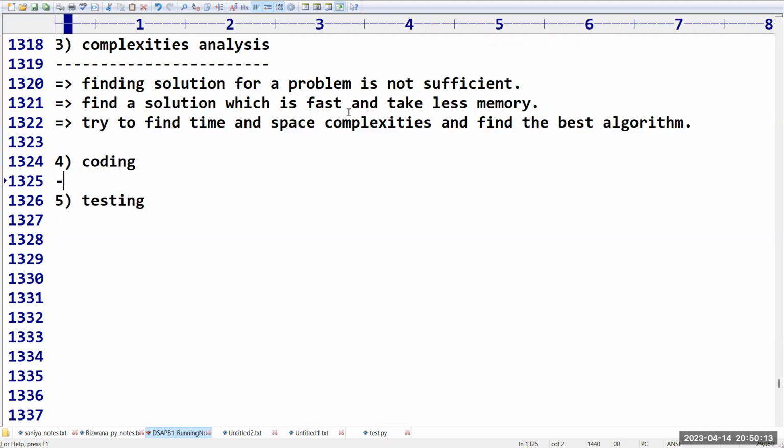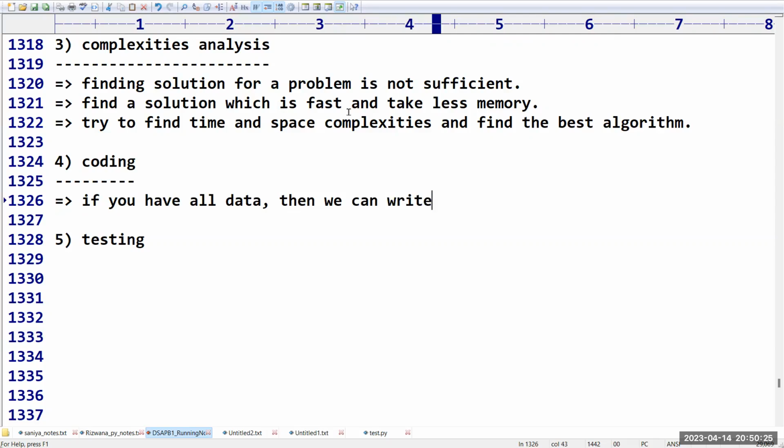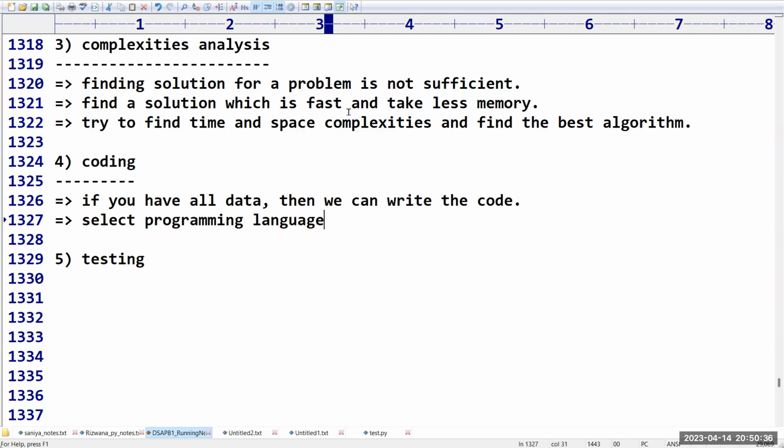In the coding area, because we are most expert in this coding area. If you have all the data, then we can write the code. Sir, how to write that code? For this code, we have to select a proper programming language. Of course, in our course, we don't have any option; we have to select only Python. If the language changes, if I am taking DSA with C language, I will use C. If I am taking DSA with Java, I will use Java. That's all that matters.